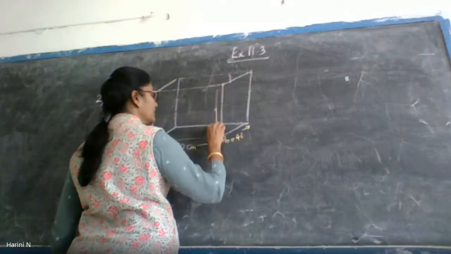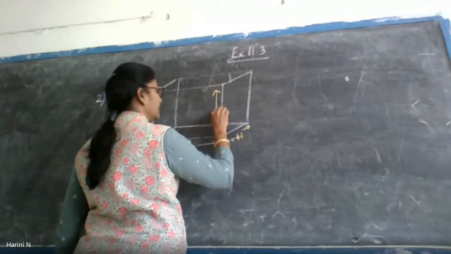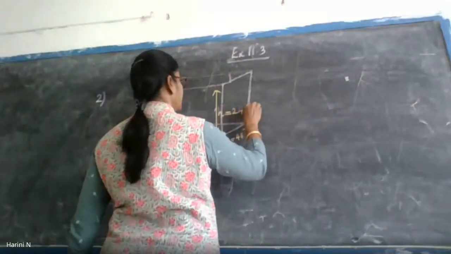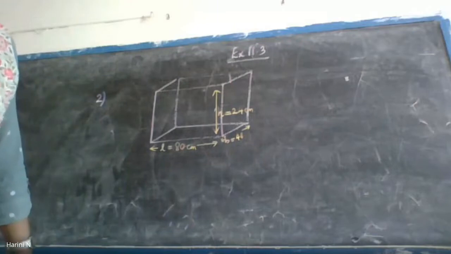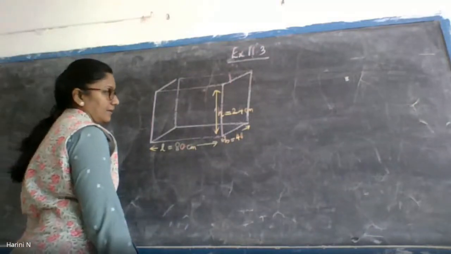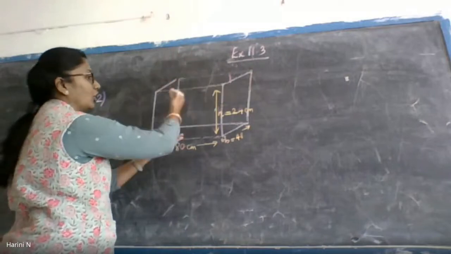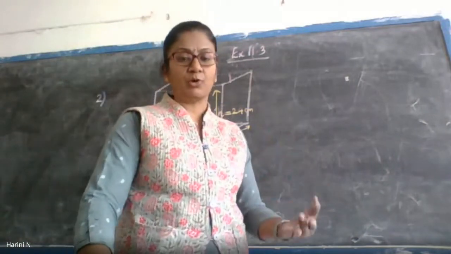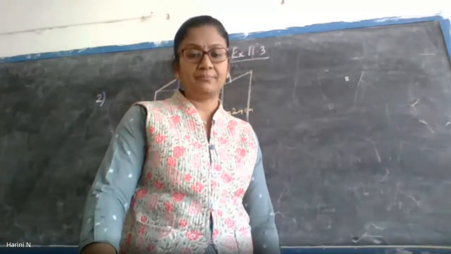So the breadth, and the height is given as 24 centimeters. So these are the three dimensions here. And I need to calculate the TSA or the CSA. Because the cover is coming on all the 6 faces, I need to calculate the TSA of the cuboid or the CSA of the cuboid.